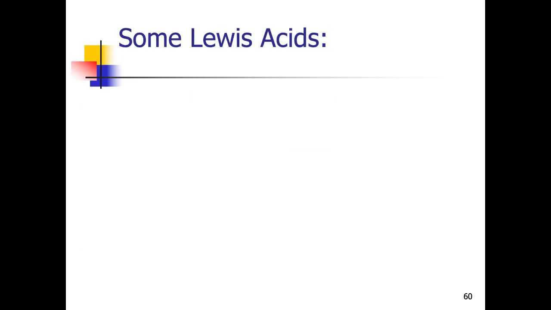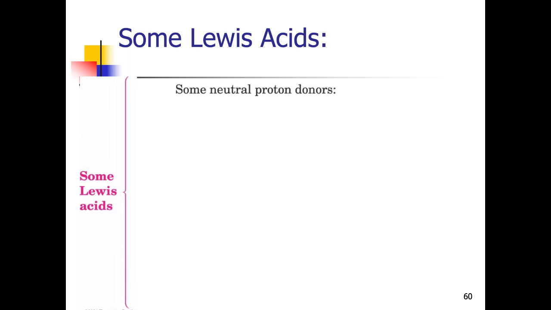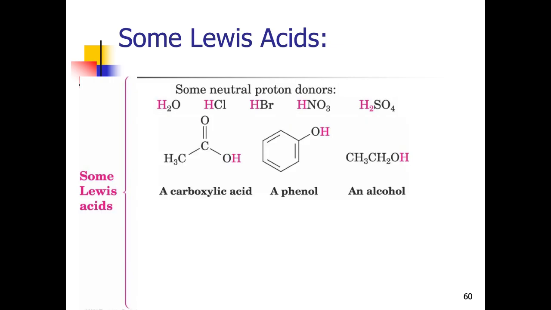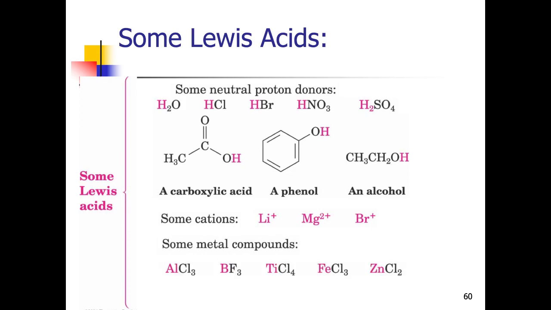Some Lewis acids. Water, hydrogen chloride, hydrogen bromide, nitric acid, sulfuric acid. A carboxylic acid, a phenol, an alcohol. Some cations: lithium 1+, magnesium 2+, bromine plus. Some metal compounds: aluminum chloride, boron trifluoride, titanium tetrachloride, iron 3 chloride, zinc chloride.